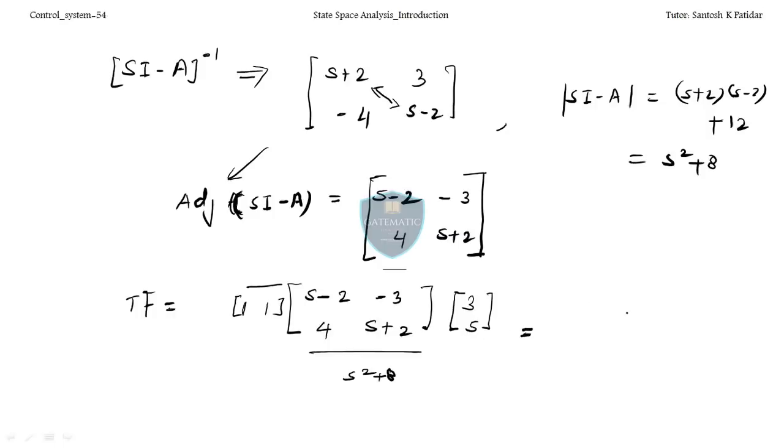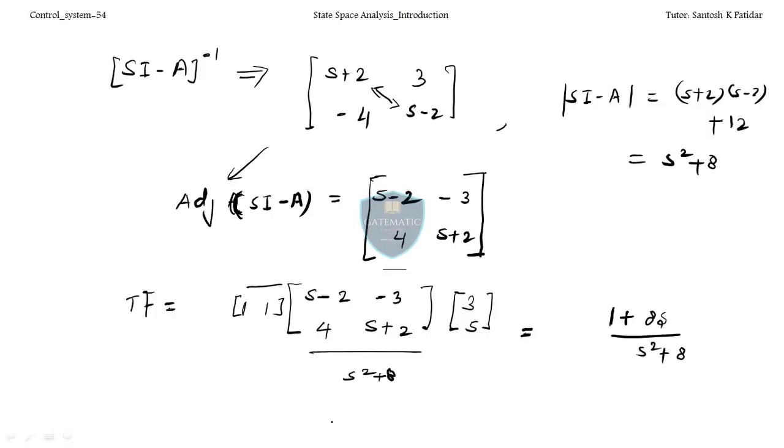So matrix multiplication you can do. You all are smart, right? Smart students, hard working, I hope. So what you will get is 1 plus something, divided by s squared plus 8. This is nothing but your transfer function. If you solve this, you will get this.